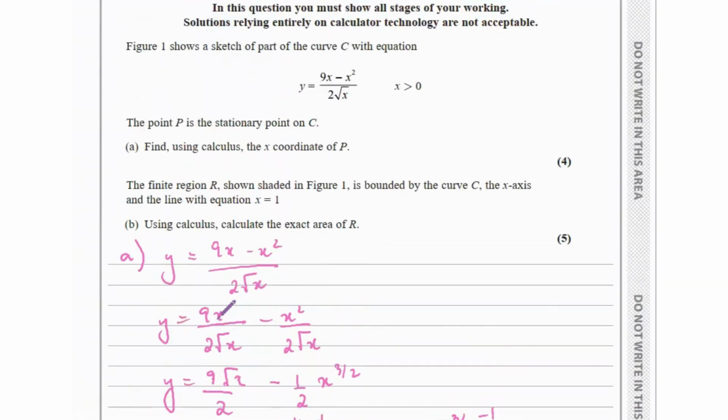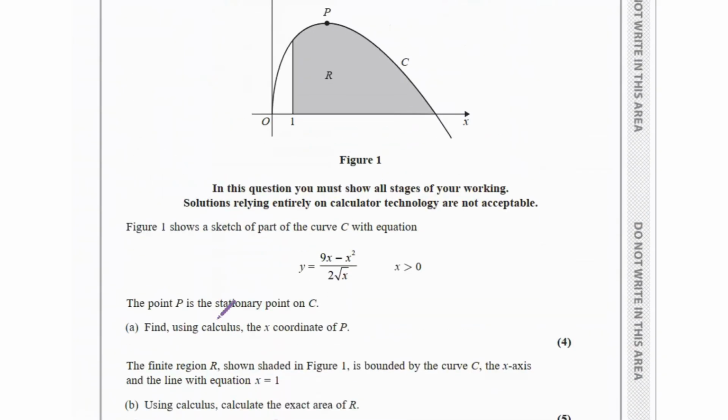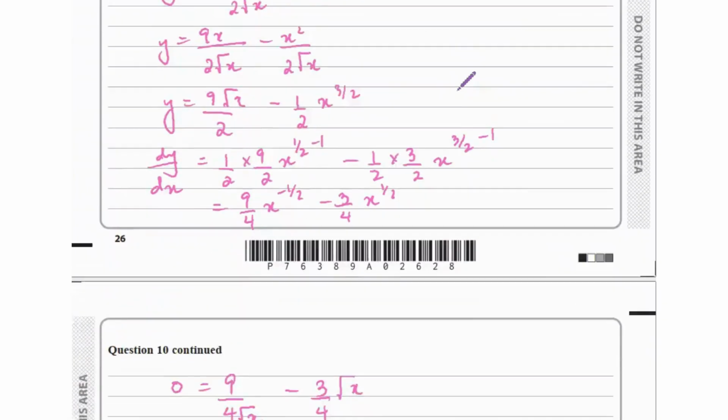Then the finite region R shown in figure 1 is bounded by the curve C, the x-axis, and the line of the equation x equals 1. Using calculus, calculate the exact area of R. So for that, we need to find this value of x because it's bounded from x equals 1 to this. And to find the x value of this, you put the equation of the curve equal to 0 to find the x-intercept.